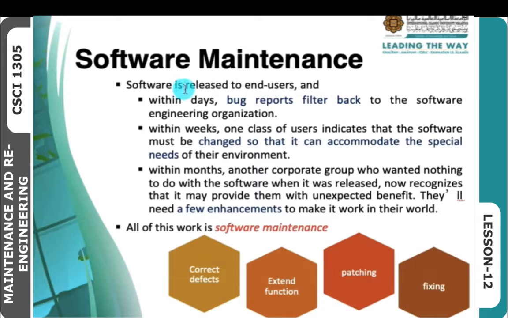So software is released to the end user, and when the software is released to the end user, you will see bug reports. Okay, you will see bug reports. So then you have to filter the bug reports. Then within a week, one class of user indicates that the software must be changed so that it can accommodate the special needs of the environment, meaning you have to do changes.